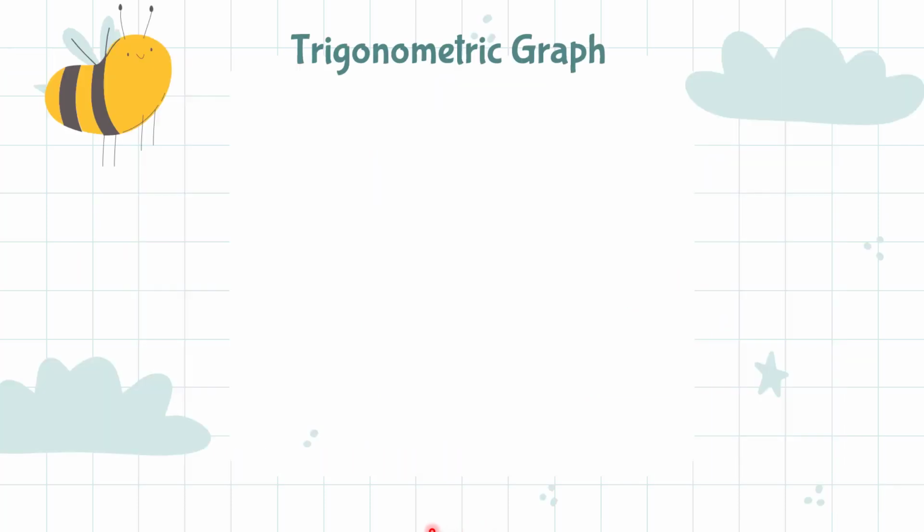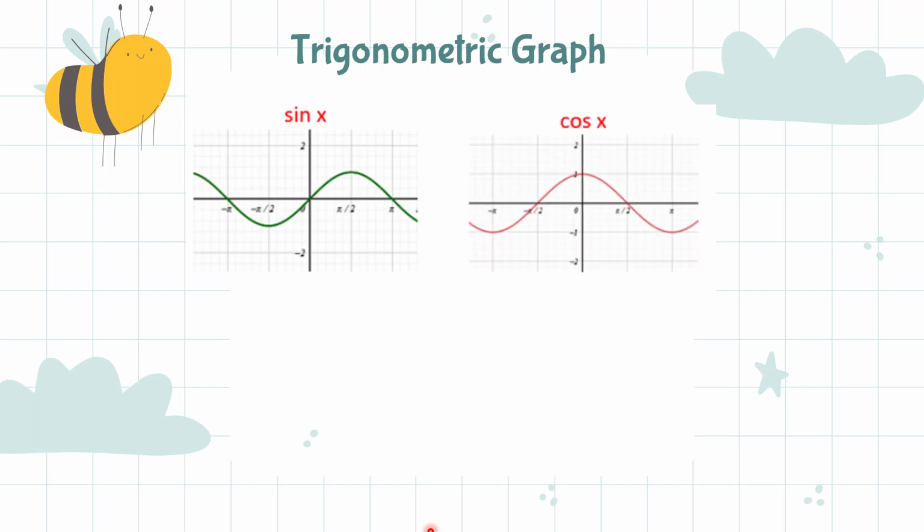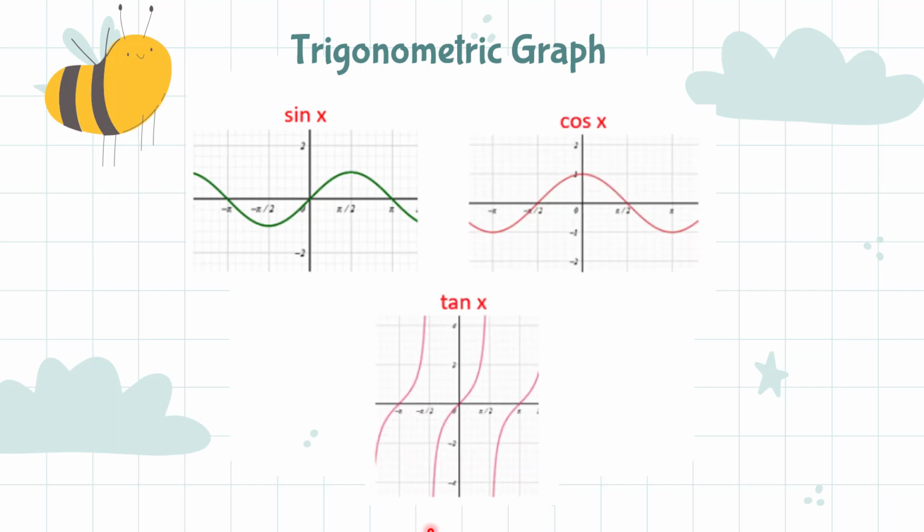Next, for the trigonometric graph, let's review. This is the graph of sine. This is the graph of cos. And this is the graph of tangent.